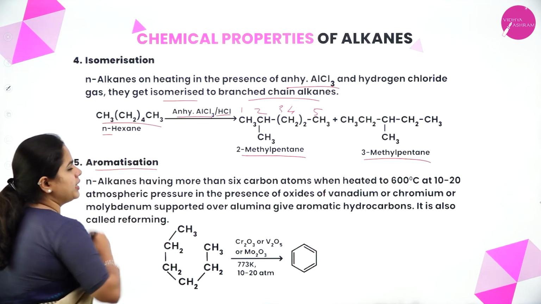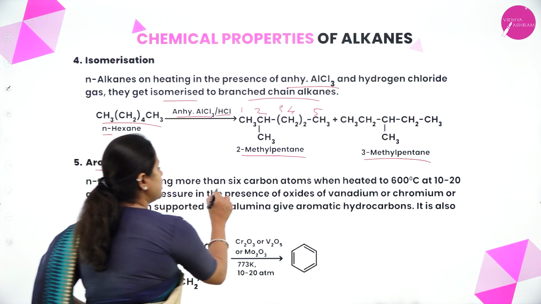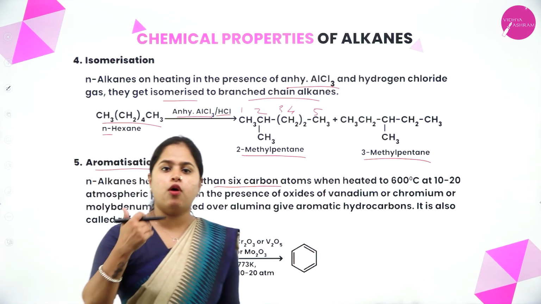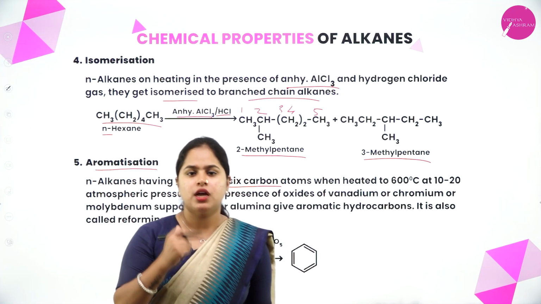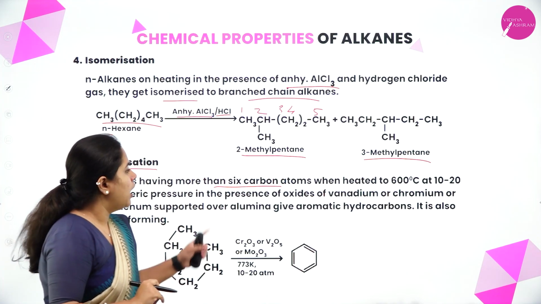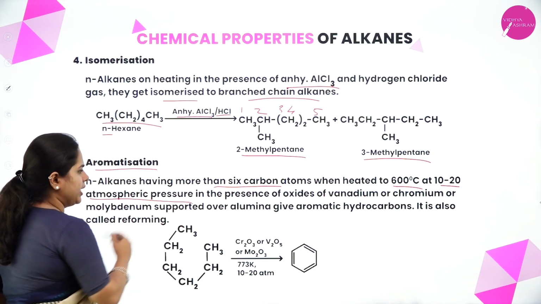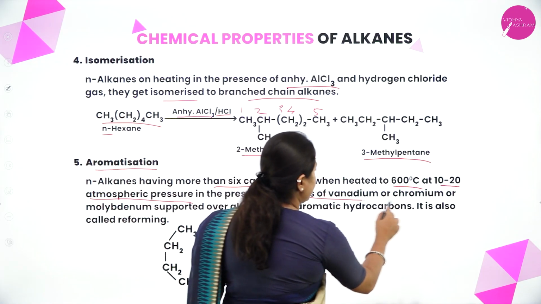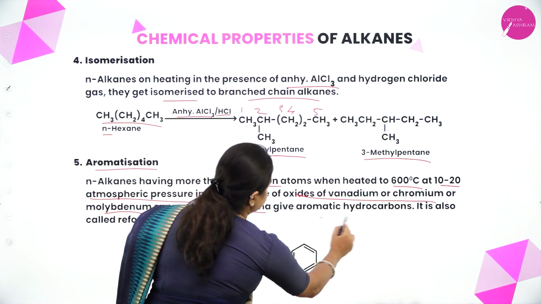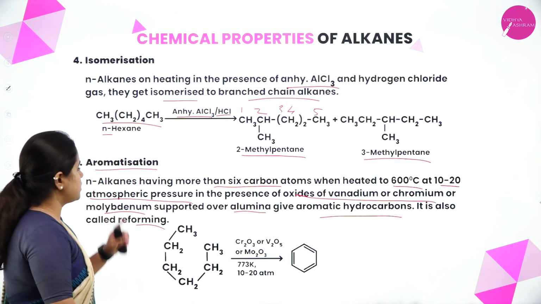The next one is aromatization. Normal alkanes again, having 6 or more carbon atoms. From the name itself you can say it is going to form aromatic hydrocarbons or aromatic compounds. That means it should have a minimum of 6 carbon atoms. When heated to 600 degrees Celsius at 10 to 20 atm in the presence of oxides of vanadium or chromium or molybdenum supported over alumina, they give aromatic hydrocarbons. It is also called reforming. Another name is reforming. So this is called aromatization.